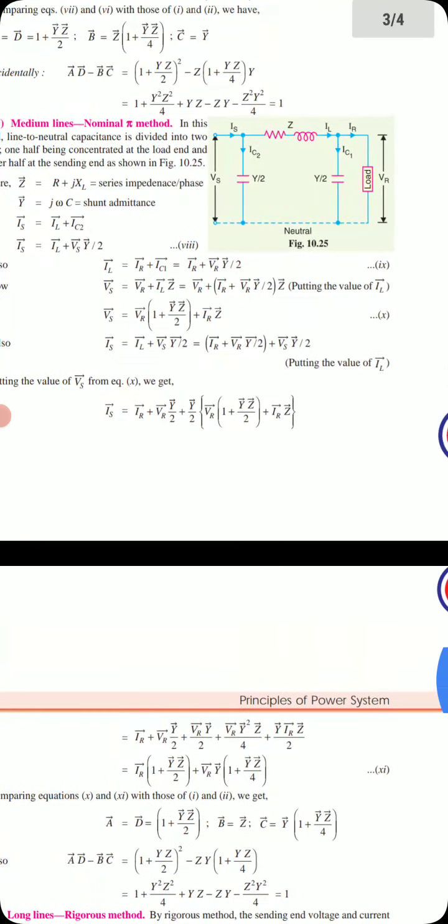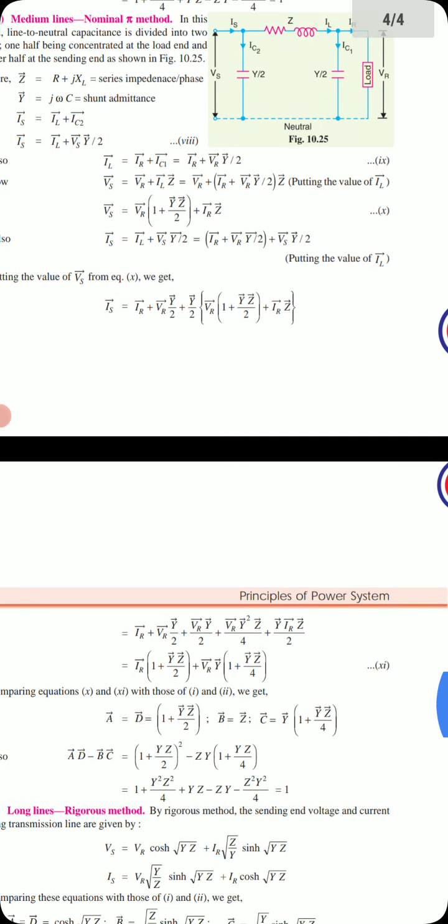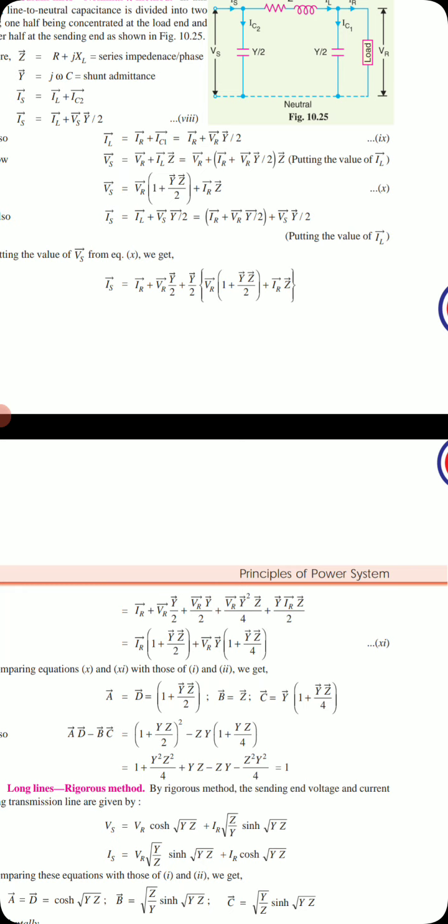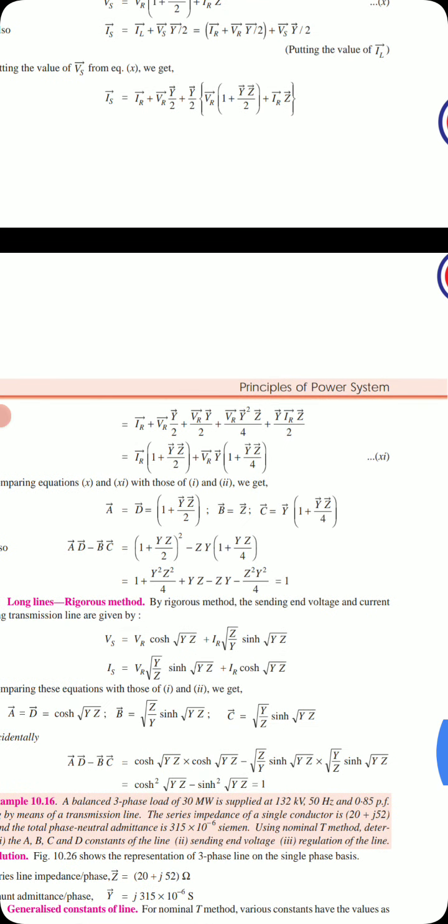And you can see here in the 10th equation, Vs is equal to VR into 1 plus YZ by 2 plus IR Z. So we will get these two equations. Once we get these two equations, we need to compare them with the main equations, that is Vs is equal to A VR plus B IR, IS is equal to C VR plus D IR. If you compare those, you will get A is equal to D as 1 plus YZ by 2. Here B is equal to Z and C is equal to Y into 1 plus YZ by 4. So you will get AD minus BC as 1 only. You can try on your own.